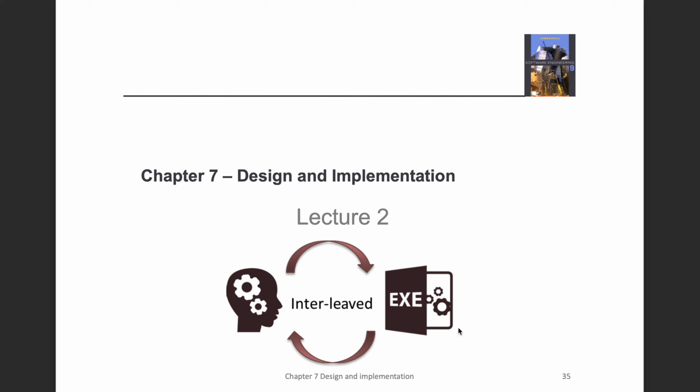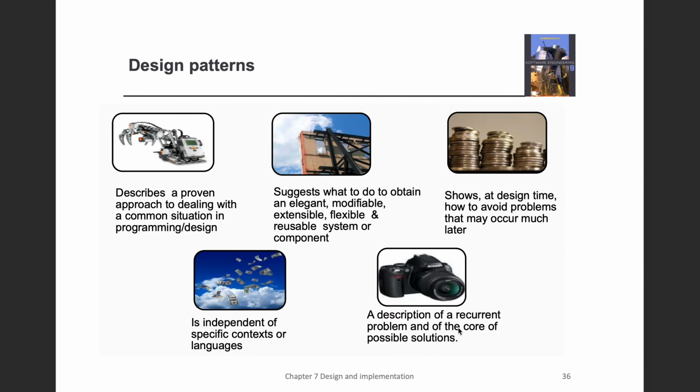Okay, welcome back to lecture 2 of the design and implementation phase in the software engineering process. Here we look at design patterns. Let's look at these 5 items, which explain in detail what design patterns are. A design pattern describes a proven approach to dealing with a common situation in programming or design. A proven approach means that we have used that approach for some time. So these are methods that have been proven and have been used.